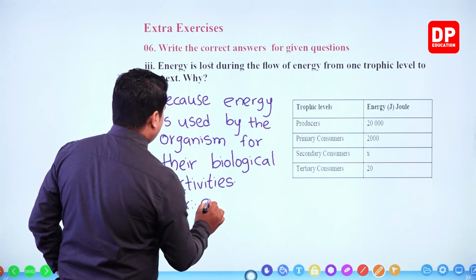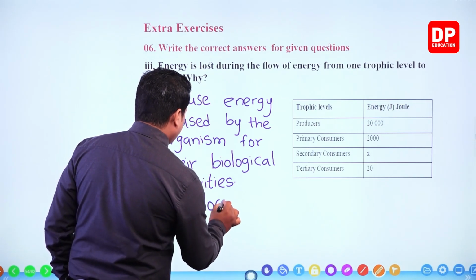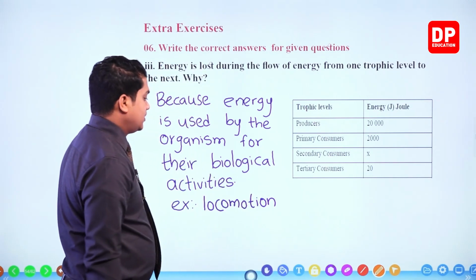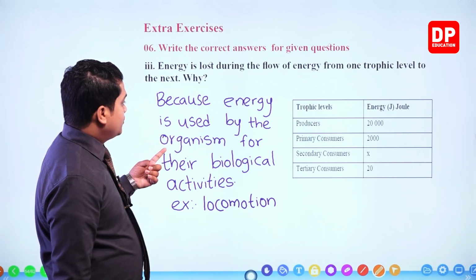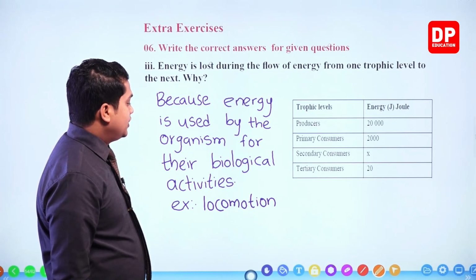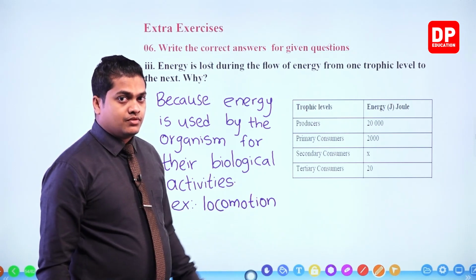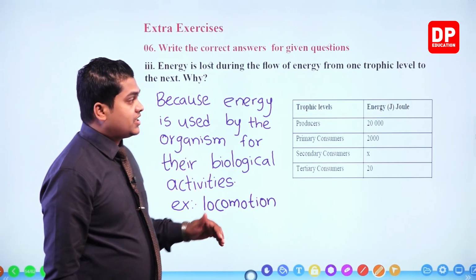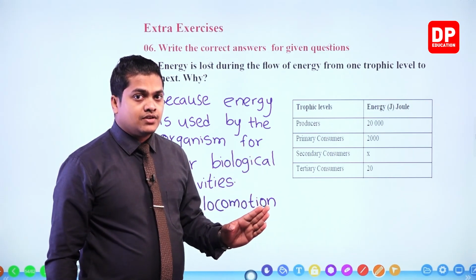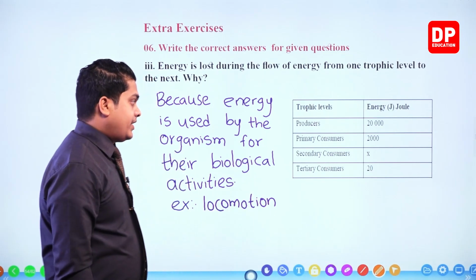Example, locomotion, excretion, respiration, and so on. So, because energy is used by the organism for their biological activities, examples like locomotion, excretion, respiration, and so on. For these activities, my dear children, energy has been utilized. So, therefore, only a small amount of energy will be transported to the next energy level, which is contained within the flesh or tissues of the organism. Okay? Right. Then the next one.